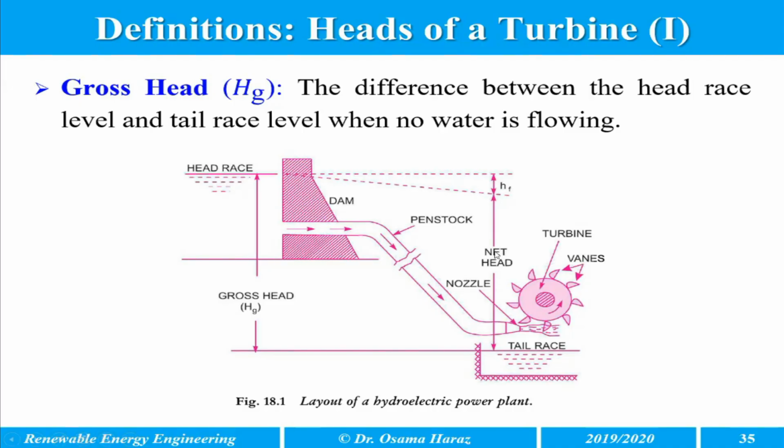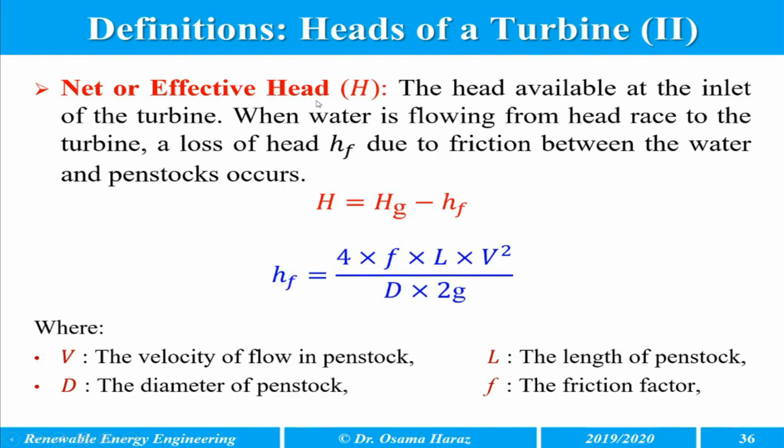There are more definitions for head. One is the net head and the other one is HF, the losses. So what is the definition of the net or effective head, H? It is the head available at the inlet of the turbine when the water is flowing from the head race to the turbine. A loss of head, HF, occurs due to the friction between the water and the penstock. So H becomes HG, the gross head, minus HF, the head loss. This is the net or effective head, H.